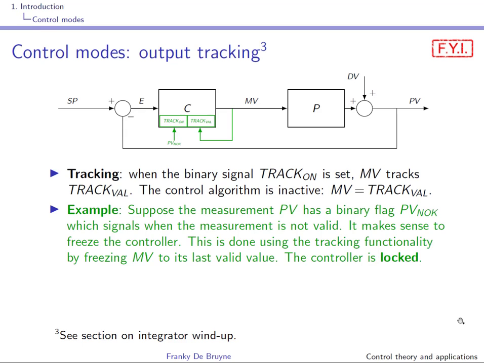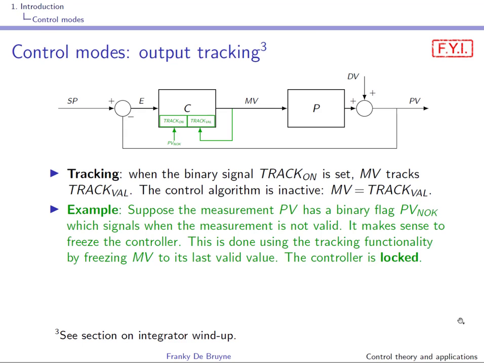So what you should do is freeze the controller. This can be done as follows. You connect the PV knock signal flag coming from the sensor to track on, and you connect MV, the output of the controller, to track val.